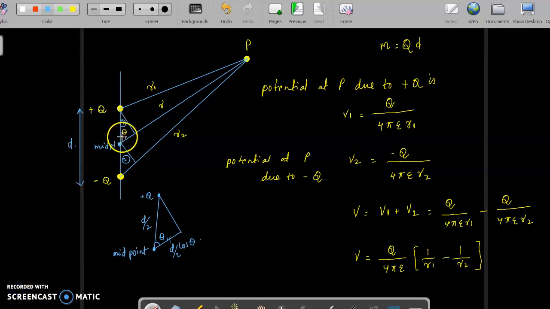So this distance d is very small, and if you look at this figure you can see that this is r and this is r1. That means if you subtract this distance from r, you will get r1. So r1 we can write down as the distance of P from the midpoint, that is r, minus this distance. This distance is d by 2 cos theta.